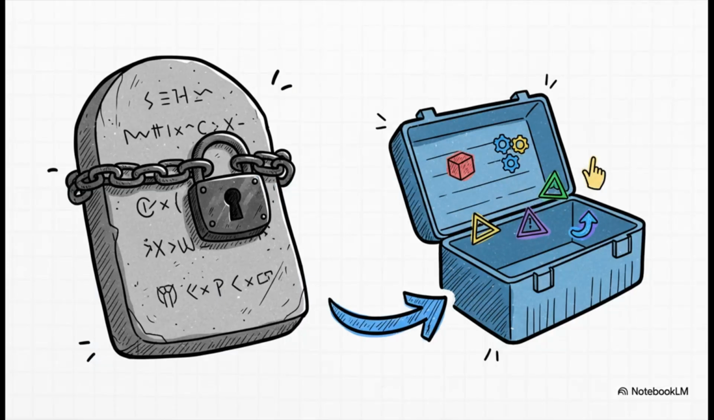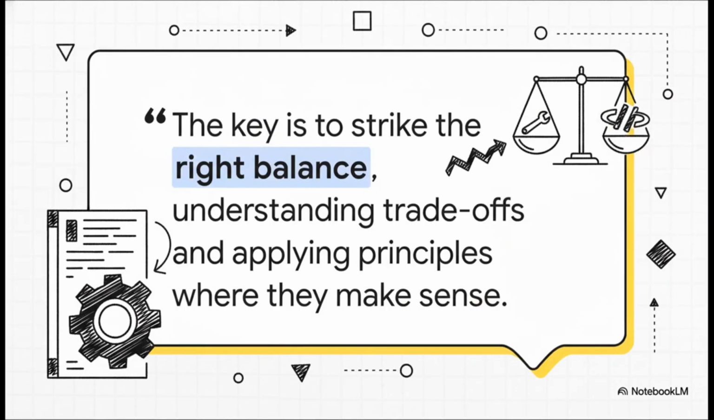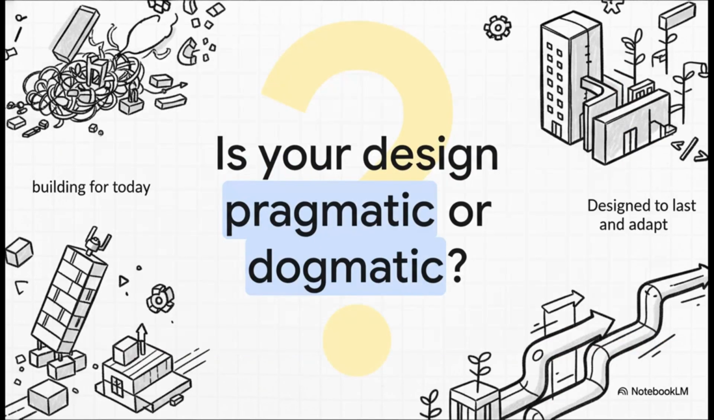This means we should see SOLID not as a rigid law, but as a flexible, strategic toolkit. The approach is straightforward. Start simple. Apply these principles when you feel the pain, not before. It's this balance, knowing when and where to apply the rules, that really defines a great architect. So ask yourself, is your design pragmatic or is it dogmatic? Are you building for today or for the future?